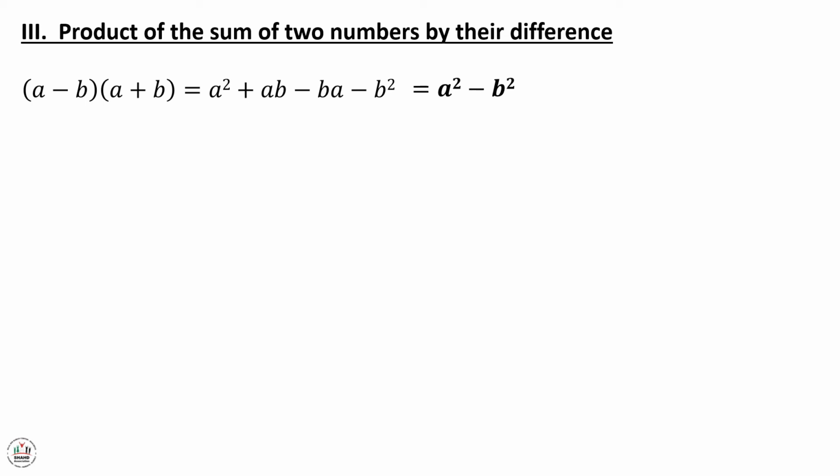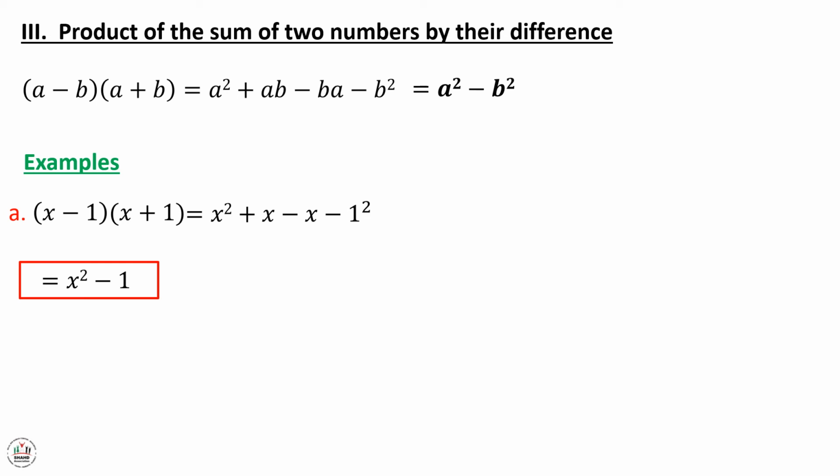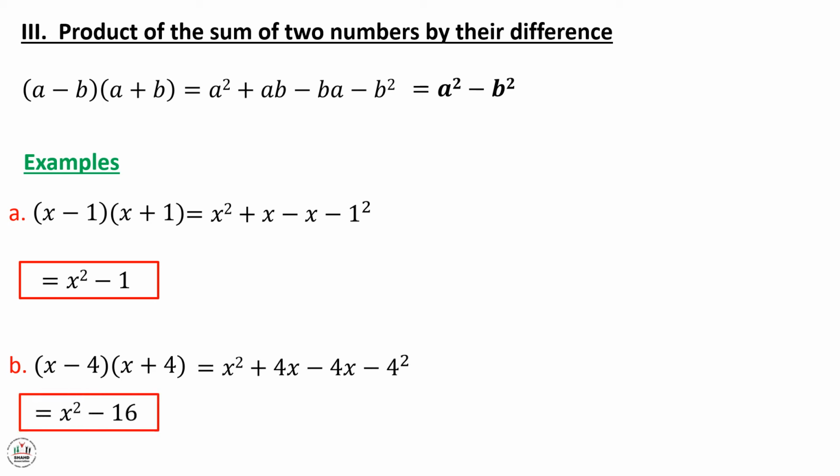So if we have two binomial expressions multiplied by each other in this form, like a minus b into a plus b, we can apply the result of this remarkable identity directly. So for example, if we have x minus 1 into x plus 1, they are in the form of a minus b into a plus b. You can skip the distribution law, and we can write directly x squared minus 1 squared, which is equal to x squared minus 1. Again, if we have x minus 4 into x plus 4, we can skip the distribution law, and we can write directly x squared minus 4 squared, which is equal to x squared minus 16.